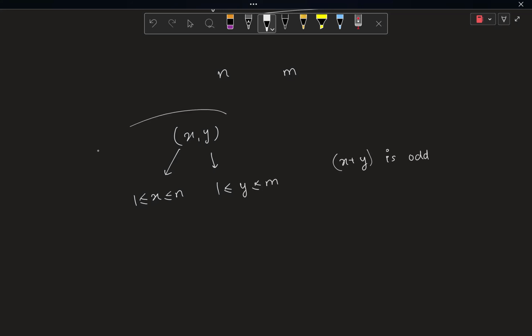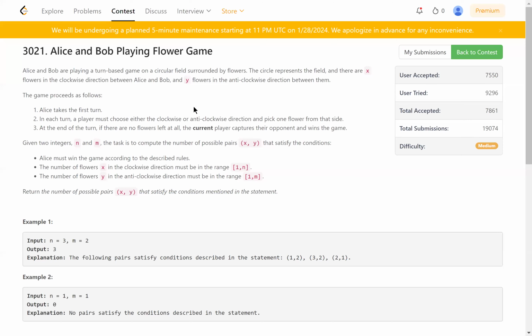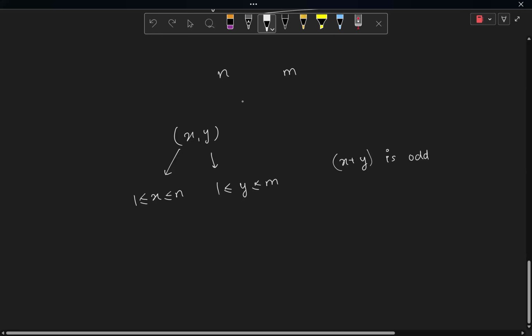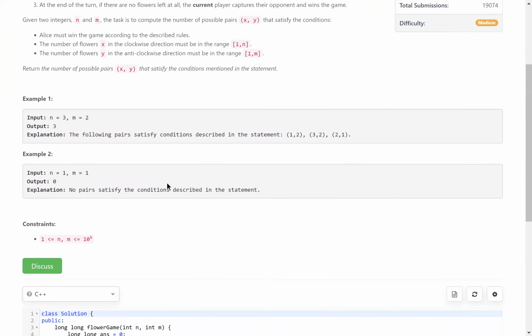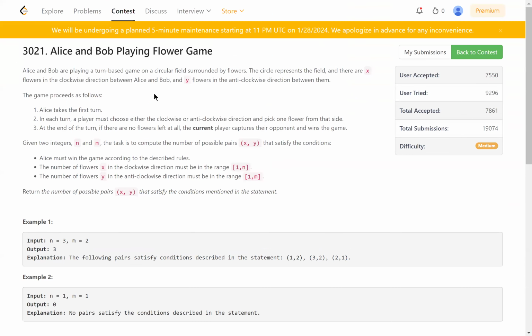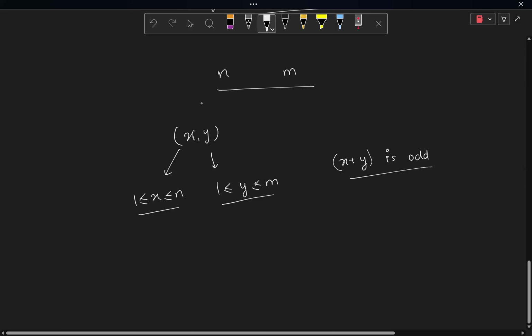Now, this is the problem we have got so far. From the problem statement, we have simplified the problem to this much: you are being given two integers n and m. You have to figure out the number of pairs x, y, such that these three conditions hold. Don't you think that we have simplified the problem a lot now? They had just given some weird story to confuse us. At the end of the day, the problem was simple.